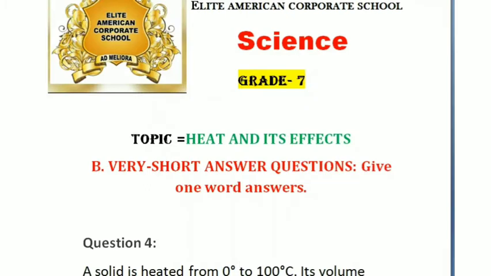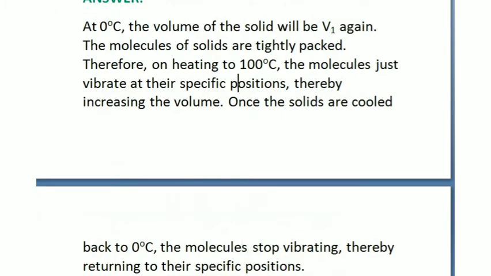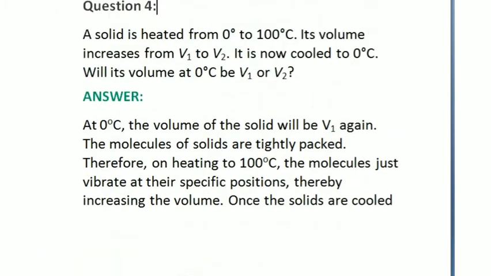So see here, students, on your screen there is the solution of question number 4. Everybody can see? As we have read question 4, I'm repeating it again. A solid is heated from 0 degrees to 100 degrees Celsius. Its volume increases from V1 to V2. It is now cooled to 0 degrees Celsius. Will its volume at 0 degrees Celsius be V1 or V2?